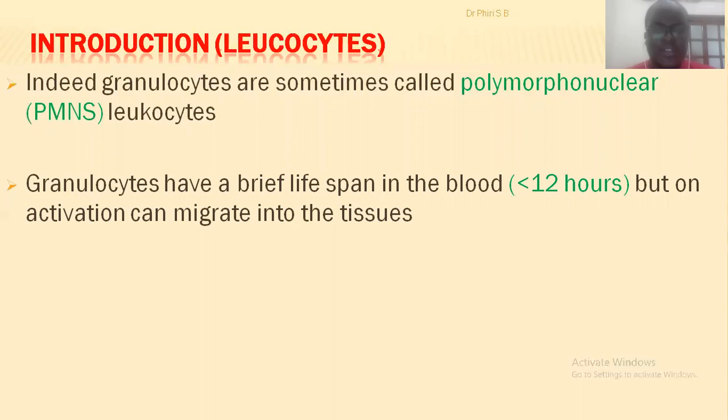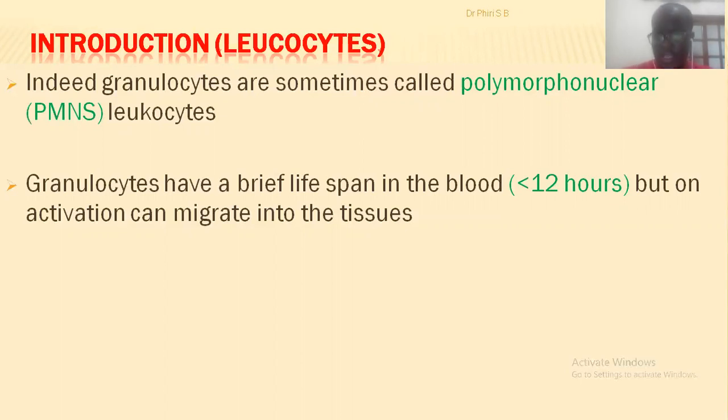Granulocytes have a brief lifespan in blood, less than 12 hours. In general, these granulocytes can survive at most maybe 12 hours in circulation. But on activation, they can migrate into the tissues. Once they are activated, maybe if there is inflammation or an infection, these cells can migrate into the tissues, and then they can become special cells depending on the tissues they are migrating to.